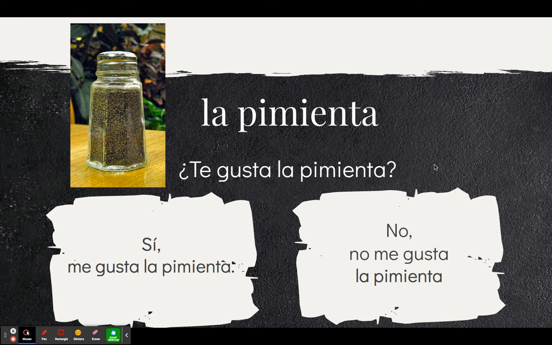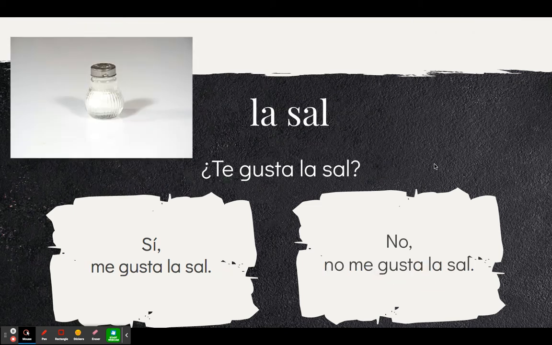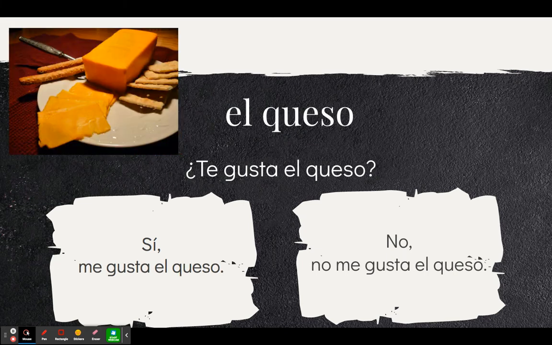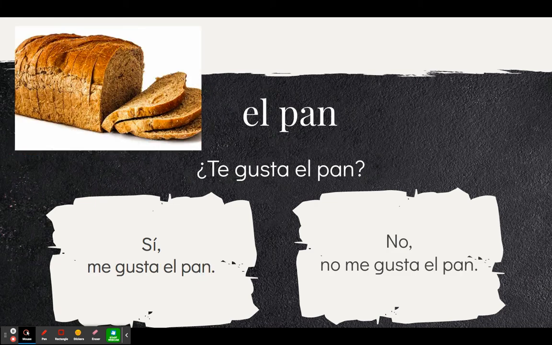¿Te gusta la pimienta? Excelente. ¿Te gusta la sal? ¿Te gusta la carne? Gracias. ¿Te gusta el queso? ¿Te gusta el pan?